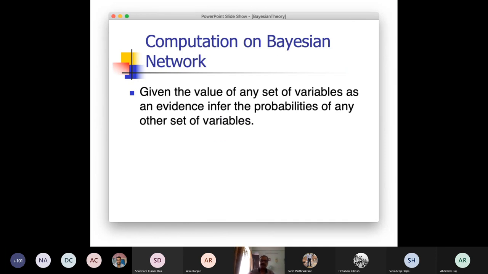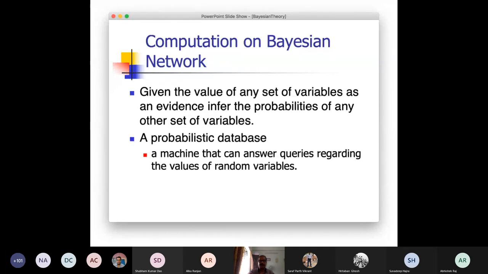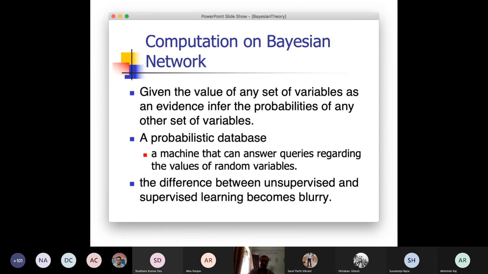It says that given the values of any set of variables as evidence, infer the probabilities of any other set of variables. So this computation is done. And as you can see, it is nothing but a probabilistic database. All these parameters are specified to get you the probabilities of different combinations. And there is the difference between unsupervised and supervised; because you do not have complete knowledge, you have partial knowledge, you cannot say it is always a supervised approach.